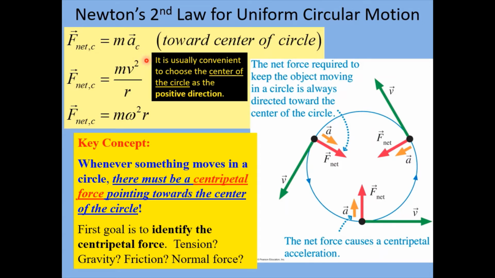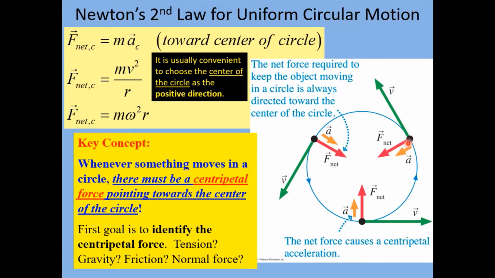The direction of the acceleration, remember, for centripetal acceleration, it literally means center seeking. So we will typically choose the center of the circle as our positive direction. So in this diagram here, where we have an object going around in a circle, there are several vectors shown. Each position here shows the velocity vector, which is pointing always off tangent, straight ahead from the direction it's moving.